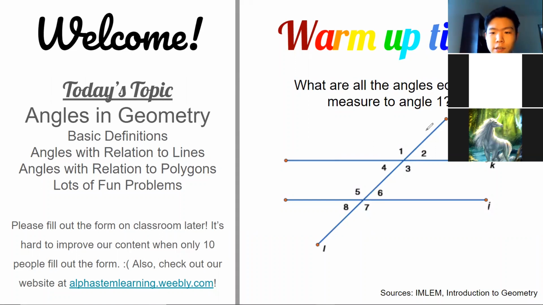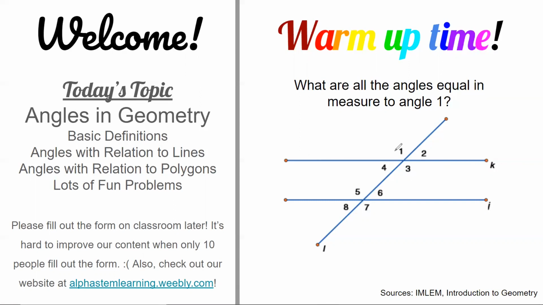Okay, great. So our first question is asking, what are all the angles equal in measure to angle 1? And you can kind of tell from the diagram here which ones are bigger because angle 1 is right here, and it's obviously much bigger than angle 2, which is here. And you'll notice that angle 1 and 2 add up to 180 degrees because they're on the same line.